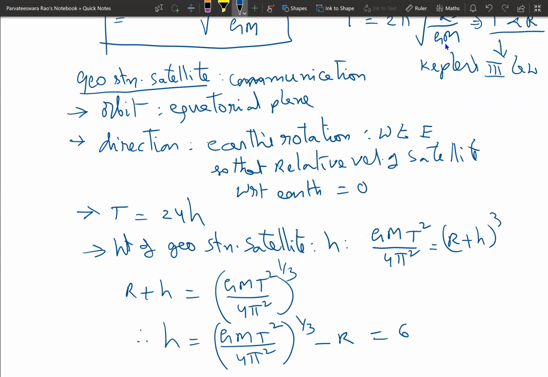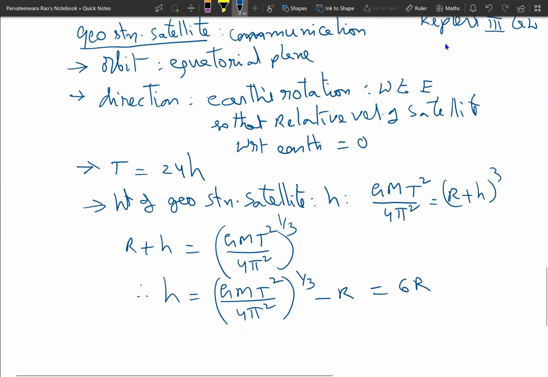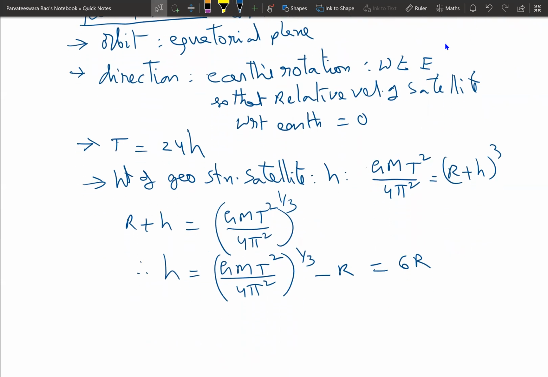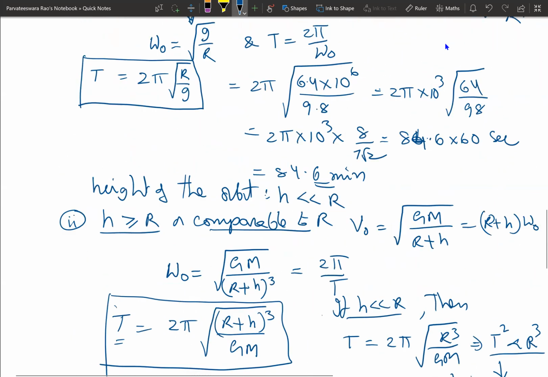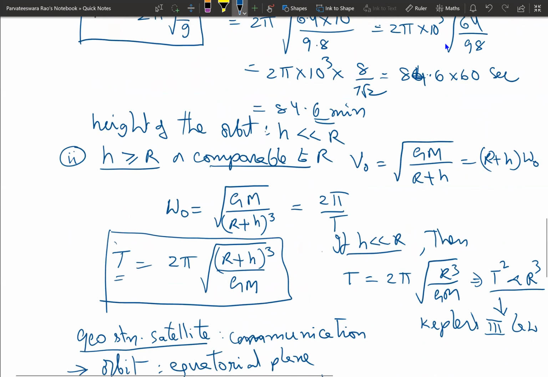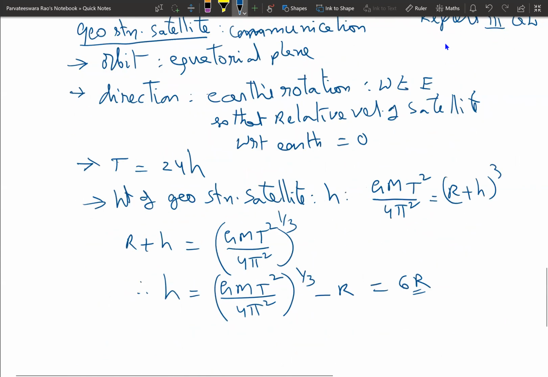This will come out to be almost 6 times the Earth's radius. So the geostationary satellites, all these INSAT satellites, etc., will be at a height of 6 times the Earth's radius, around 38,000 kilometers altitude. Understand? So this is about the geostationary satellite.